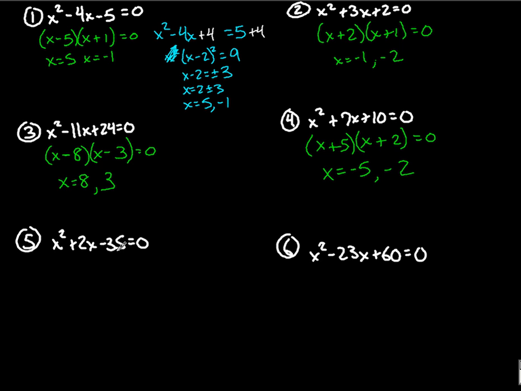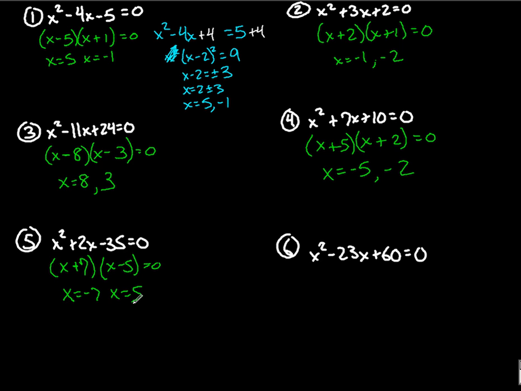For number 5, factors of 35, subtracting to 2. That should be x minus, or we don't know yet, but it should be (x plus 7)(x minus 5). And the reason it's a plus 7 is because this sign goes with the bigger number. So 7 is obviously the bigger number. So I should get x equals negative 7 and x equals 5.